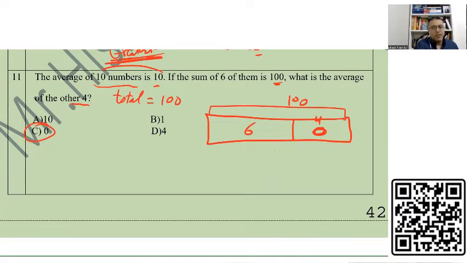Again, the sum of the 10 values is 100. 6 of them are equal to 100. So of course the rest, the 4, have nothing, which is equal to 0.